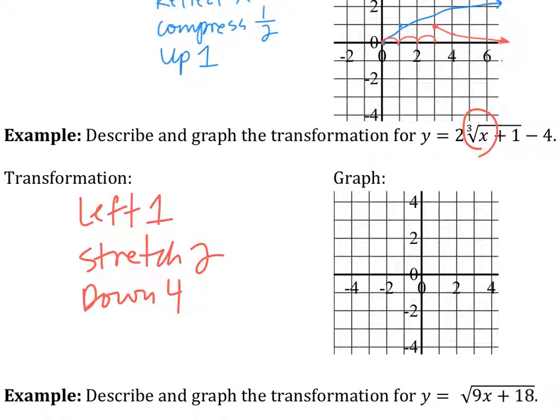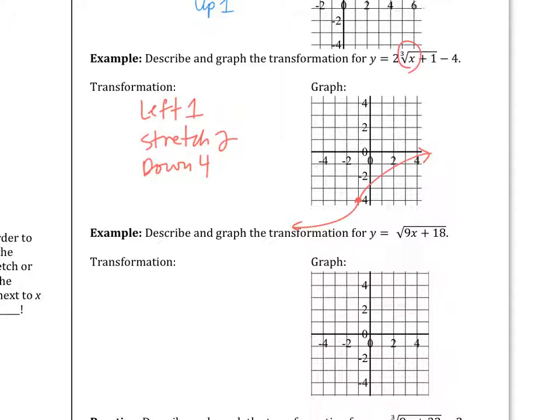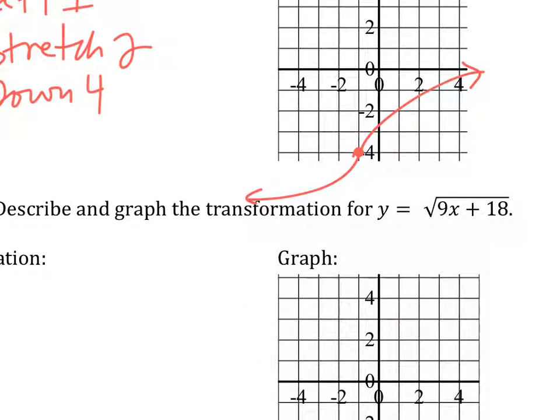Okay, left 1, stretch 2, down 4. Stretch 2, I think it's around here. Oh no, it's cube root. Something like this. Make sure you draw an S because it's a cube root, not a square root. All right. Now let's try the one that's a little confusing.